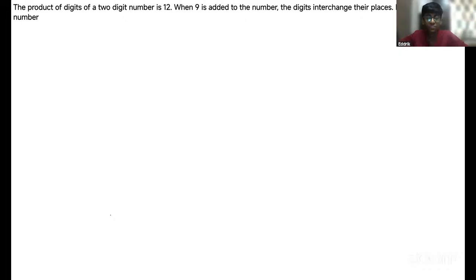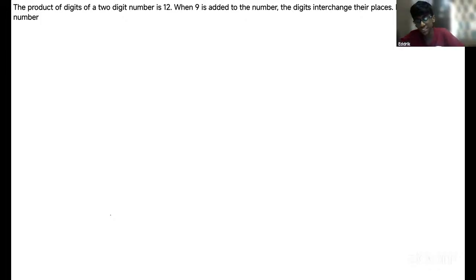The product of digits of a two-digit number is 12. When 9 is added to the number, the digits interchange their places. Determine the number. That's the same thing which we did in the linear equation, right? Ones place and tens place, we have to create a number.